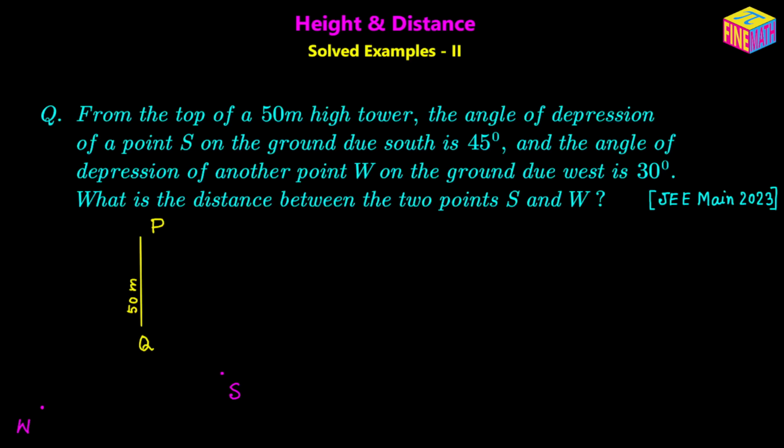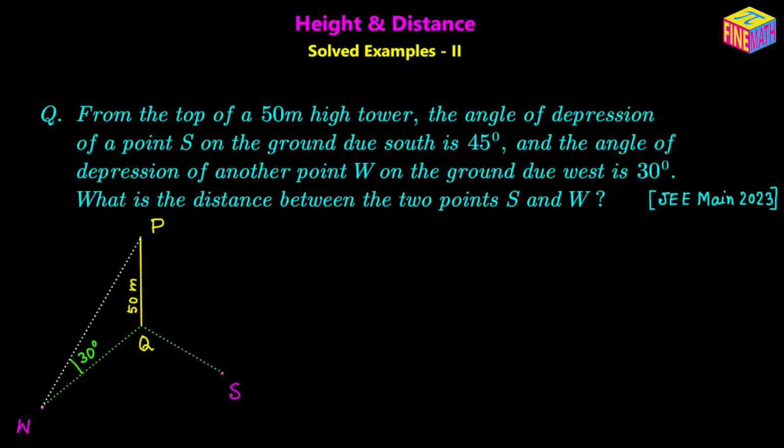Since Q, S and W all lie on the same plane, which is the horizontal plane at the ground level, let's connect W with Q and also let's connect S with Q. Now I am going to connect W with the top of the tower which is P, that is our line of sight, and that's going to look like this.